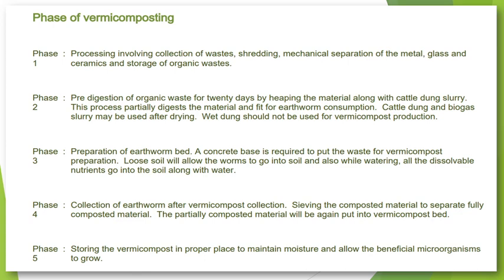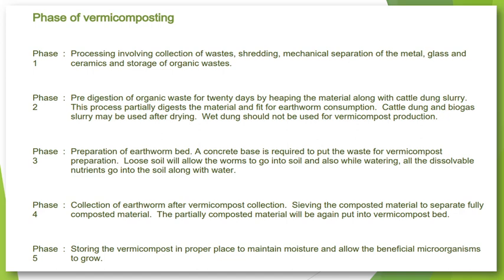Talking about the phases of vermicomposting, there are 5 phases. First is phase 1, processing, involving collection of organic waste, shredding, mechanical separation of metal, glass and ceramics, and storage of organic waste. So basically we take the waste, separate the material like glass, metals and ceramics, and separate the organic waste. Further use is of organic waste which contains plant and animal decaying material, household waste, and municipal waste.